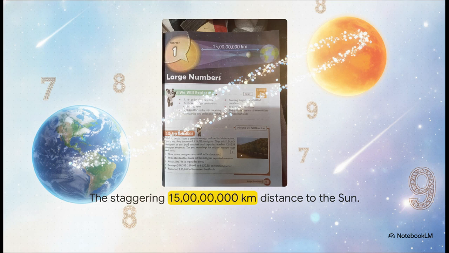That is the staggering 15 crore kilometer distance from our Earth to the Sun. To put that into perspective, without these massive digits, we literally wouldn't even have the language to describe our own solar system. It's an absolute necessity for astronomical realities.